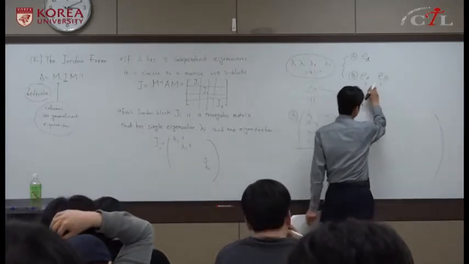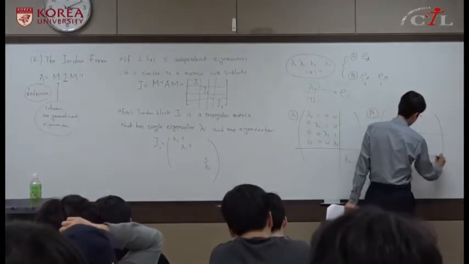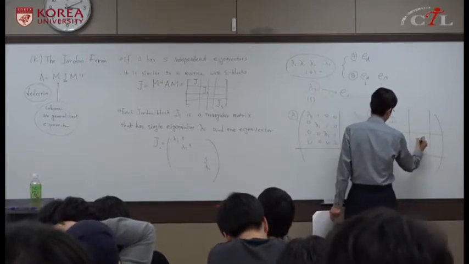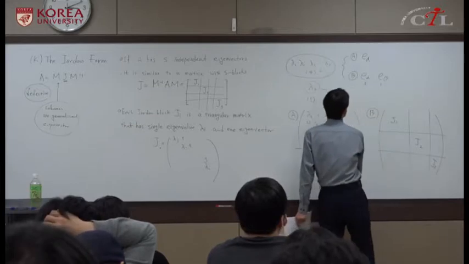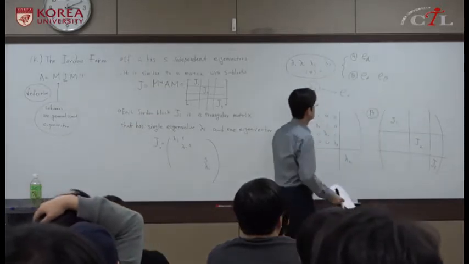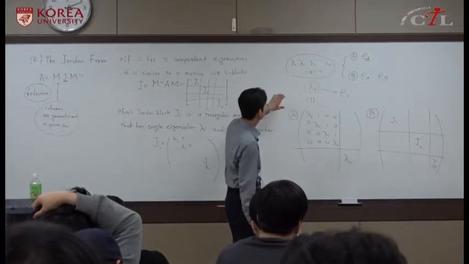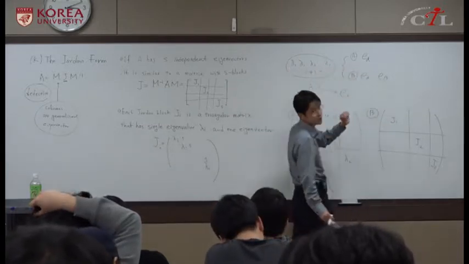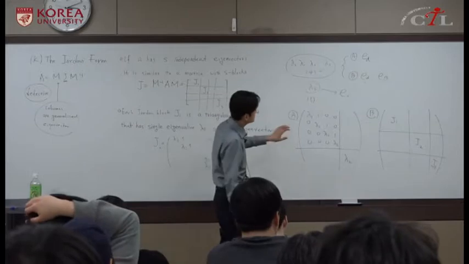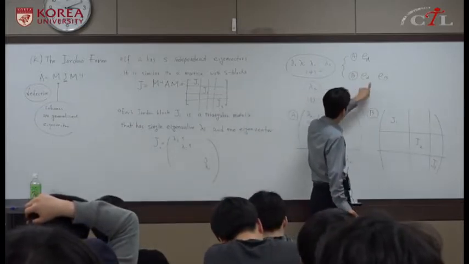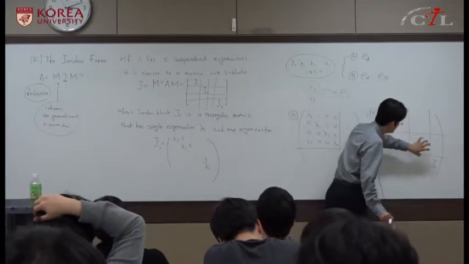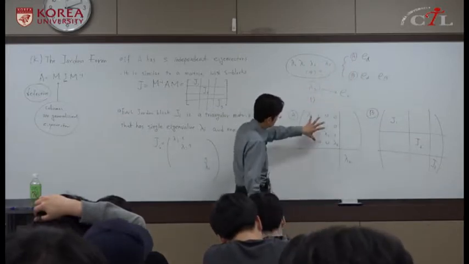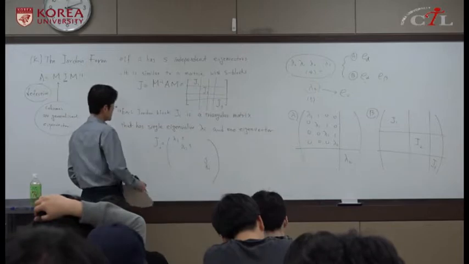Here, there are three distinctive eigenvectors. So there should be three blocks: Jordan block 1, Jordan block 2, Jordan block 3. Given one eigenvalue, there could be multiple eigenvectors. So the number of Jordan blocks corresponds to the number of eigenvectors. So case B, 1, 2, 3 eigenvectors, so 1, 2, 3 blocks. And for case A, there are 1, 2 eigenvectors, so 1, 2 Jordan blocks. And each Jordan block has this kind of form.